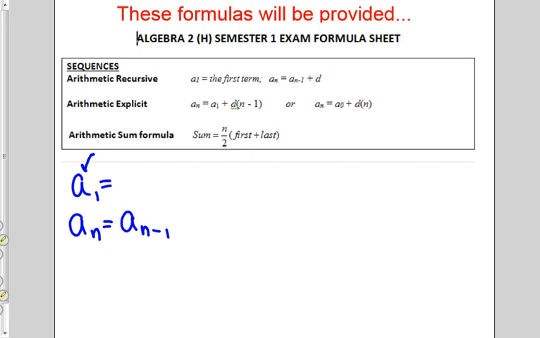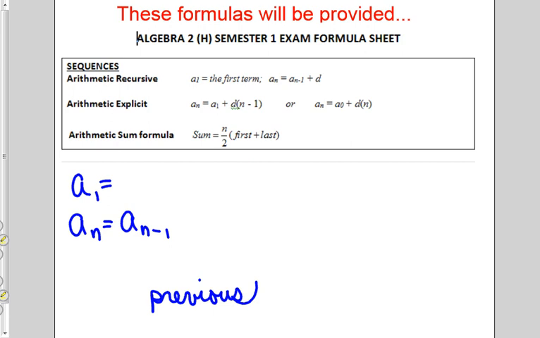So A1 is term number 1. AN is to get to any term you want. That says Amy, but pretend it says any. And then AN minus 1 stands for the previous term. That's what AN minus 1 stands for.